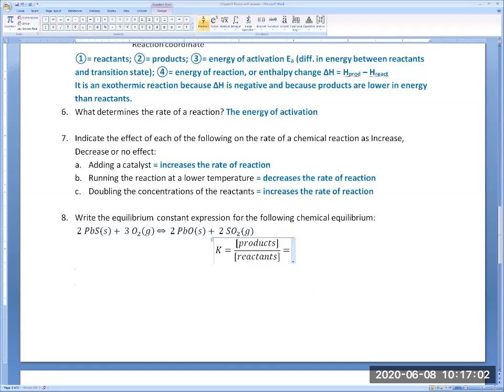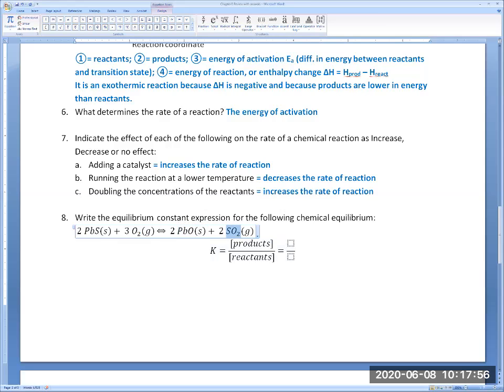So here our products are on the right side of the arrow, right? Here we have PbO. When you write the equilibrium constant, you have to pay attention to the physical state. Here PbO is a solid. Whenever you have a solid or a liquid, we do not include them in the equilibrium constant. I know it's easy to forget, but we don't include them because they are considered to have a constant concentration, so basically they are included in the constant value. So PbO will not be included in this equilibrium constant.